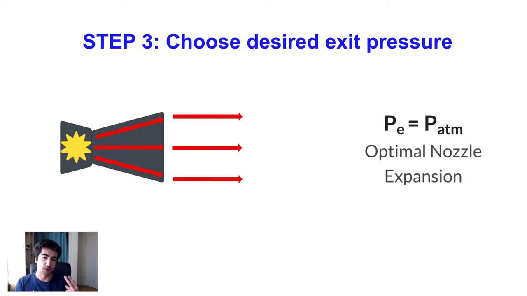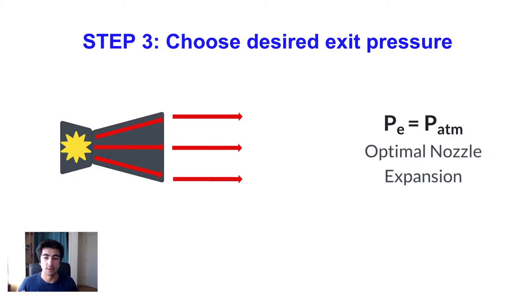Okay, so step three is to choose our desired exit pressure. Remember, for an optimally expanded nozzle, the exit pressure equals the atmospheric pressure, so that all of our kinetic energy is directed towards the bottom of the rocket, and we're using all our velocity to move upwards. So this is very simple. If your engine is not designed to be flying at any point, you can just take the atmospheric pressure at sea level and set that to your exit pressure.